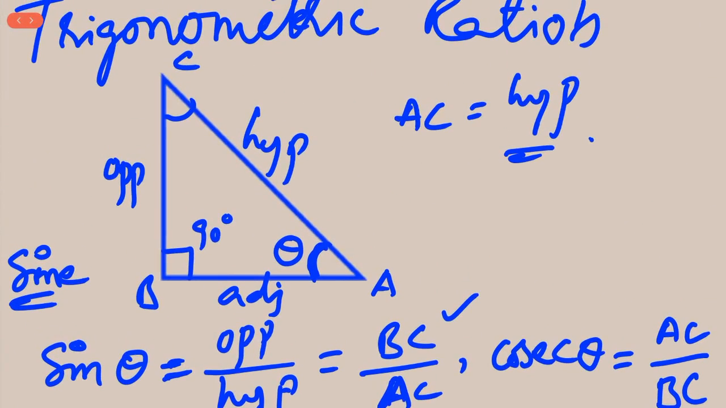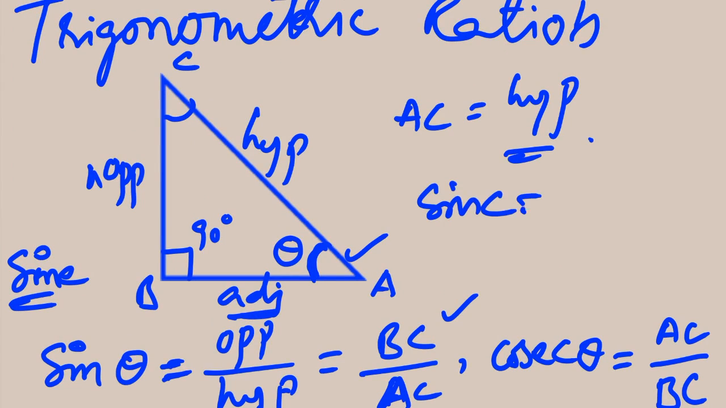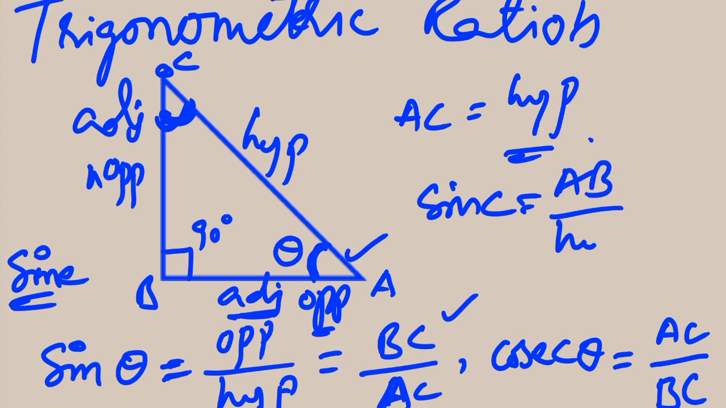For example, here generally with respect to A, these are the adjacent side and opposite side. For example, if I take C, that means what is sine C? This angle I have taken. So with respect to this angle, this is the adjacent side and this one is the opposite side. There is no change in the hypotenuse. So how can I define sine C? Sine C means opposite side by hypotenuse. Here opposite side is AB by hypotenuse. Hypotenuse is AC. AB by AC we will get.